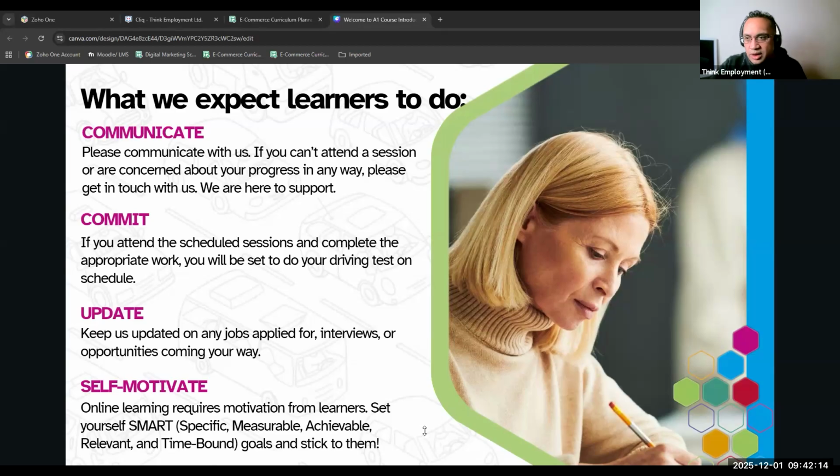And online learning, I'm guessing we've all done some form of online learning. It requires self-motivation. So make sure that you understand the value of this. It's not just a qualification. It's not just a course. It's actually something very relevant right now. It can help you in so many ways.